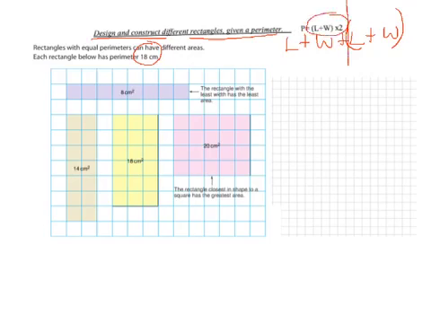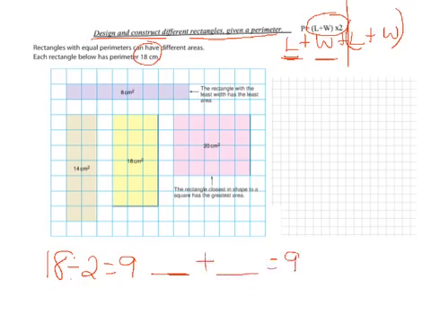So really we need half of our perimeter to be able to figure out our dimensions, our length and our width. So if we take 18 and we divide it in half, so divide it by 2, that's 9. We need 2 numbers that will add to equal 9.